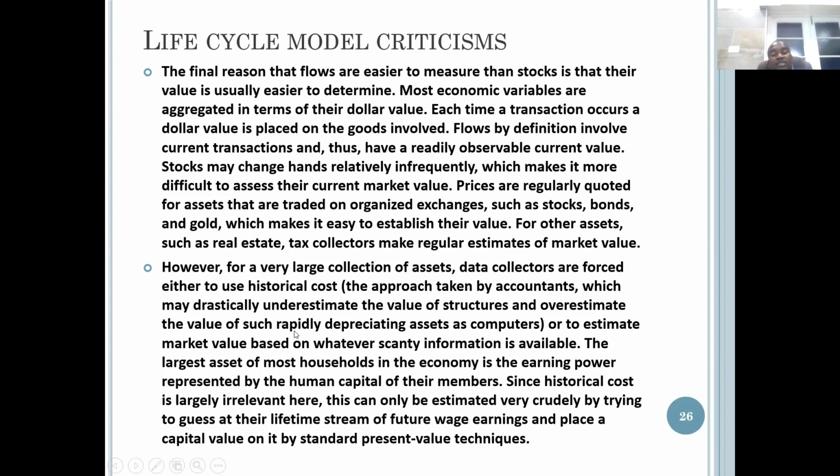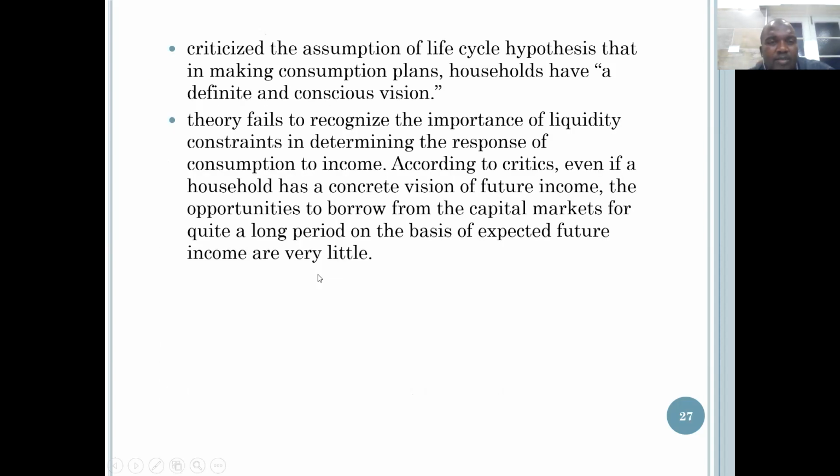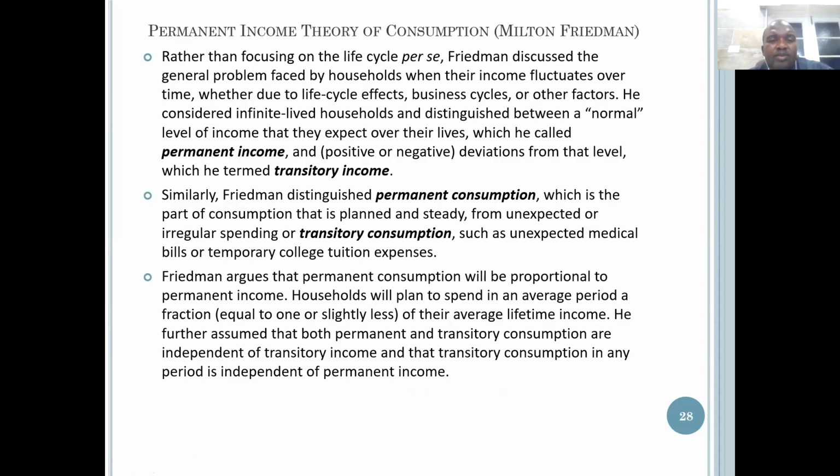So all of these issues meant that wealth, as a substitute for disposable income, was not a good determinant of aggregate consumption from a methodological perspective. So we go to the permanent income theory of Milton Friedman.